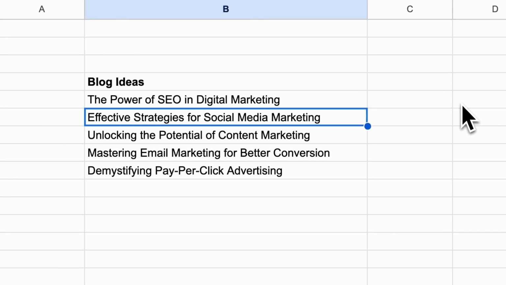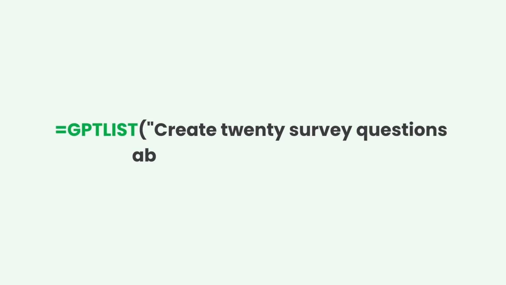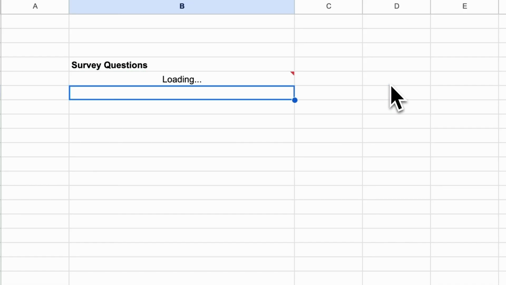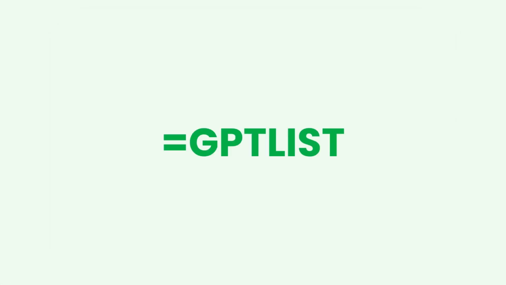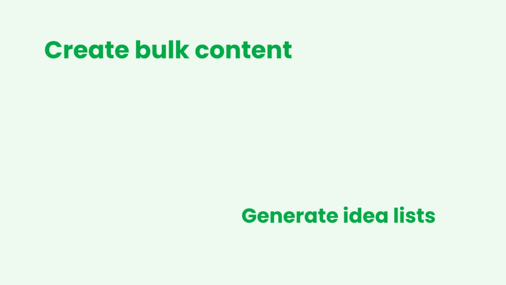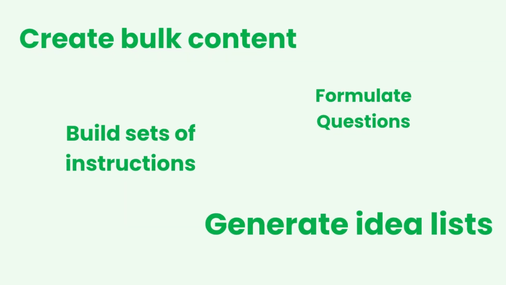Or maybe create a series of 20 questions for a survey. GPTLIST, create 20 survey questions about renewable energy. With GPTLIST, you can create bulk content, generate idea lists, build sets of instructions, formulate questions for research, and more.